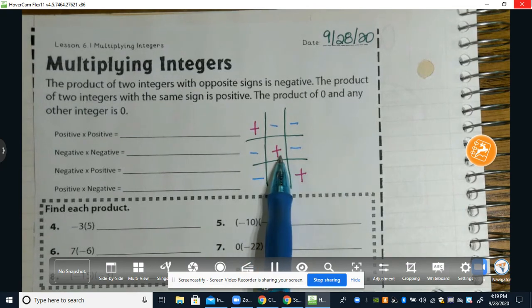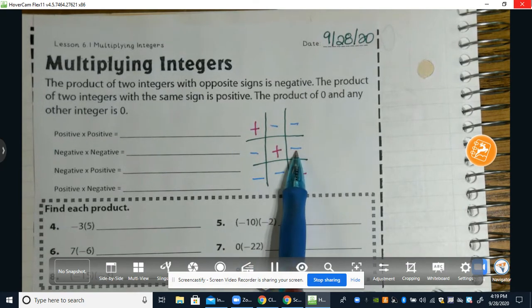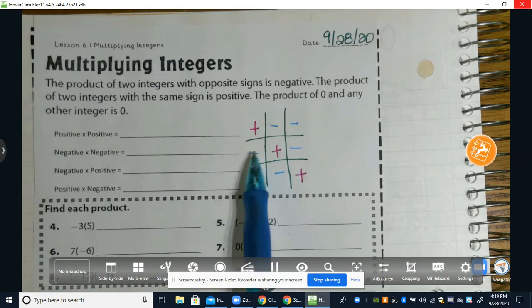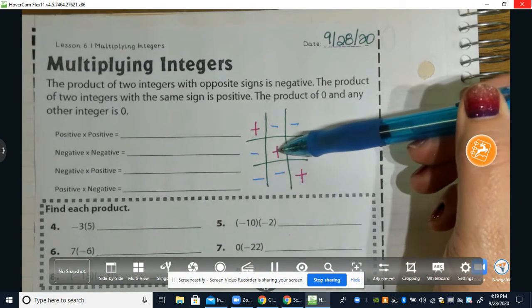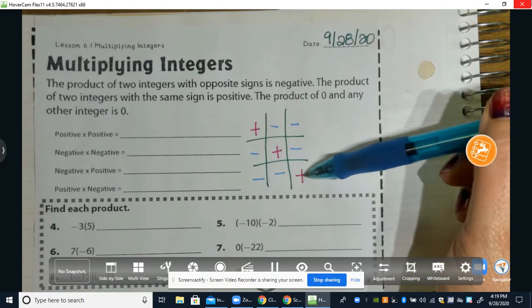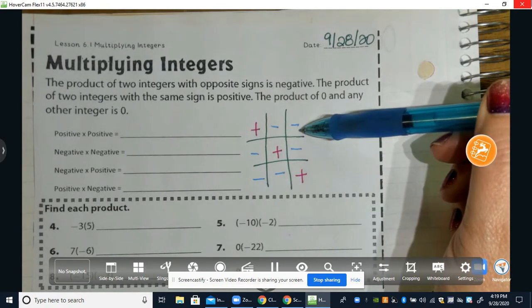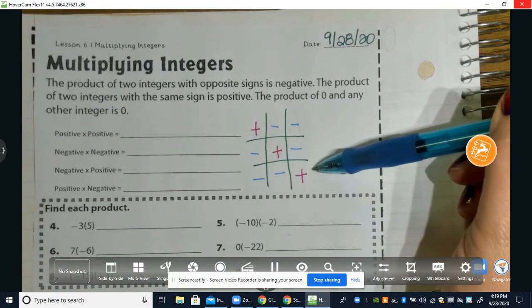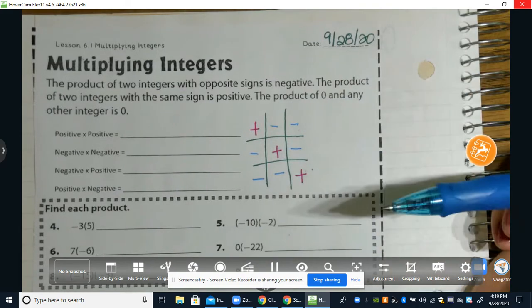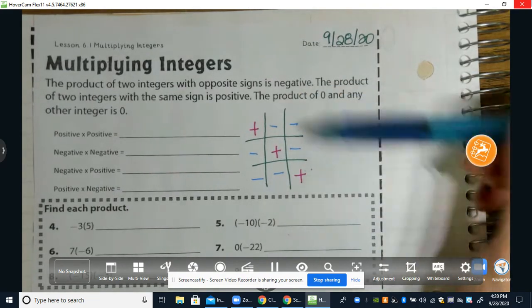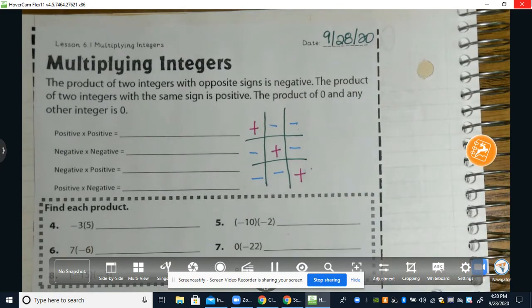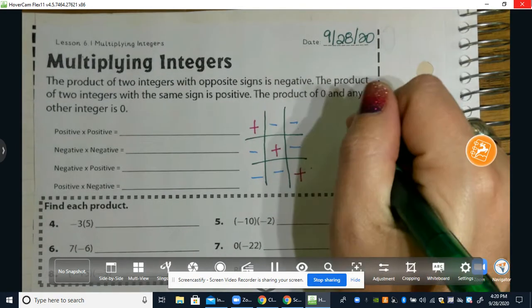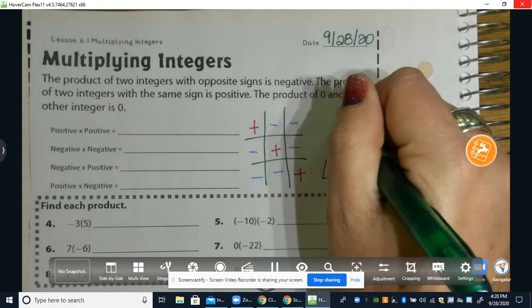A negative times a positive gives me a negative. I can also read it up and down. So a negative times a positive gives me a negative, a positive times a negative gives me a negative. Two negatives give me a positive, and two positives give me a positive. It works every single time if you remember that you do 3 pluses on the diagonal and fill in the rest with your negative symbols. Another one is your triangle.